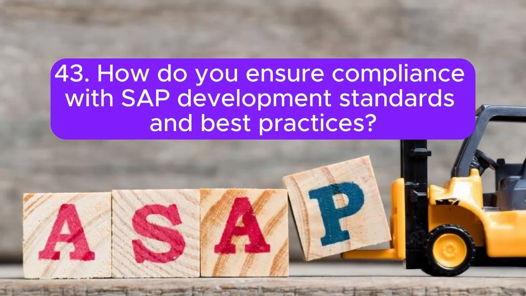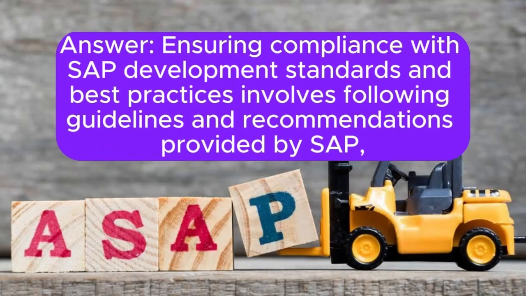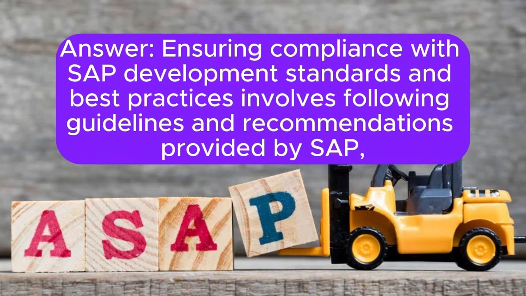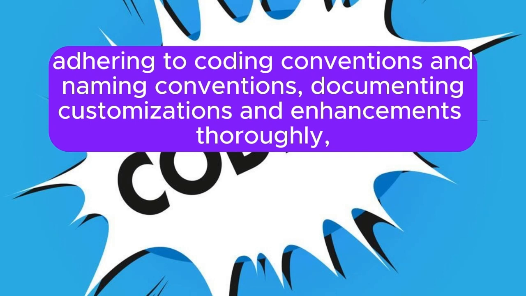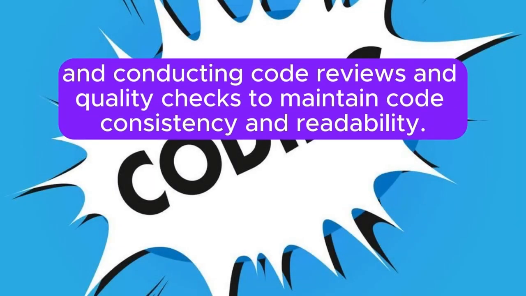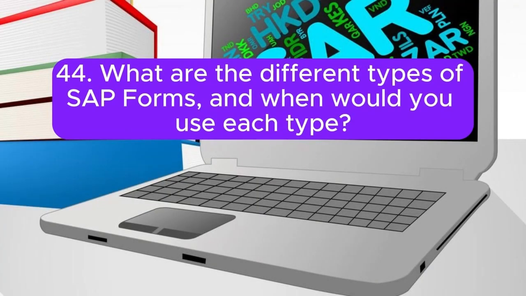43. How do you ensure compliance with SAP development standards and best practices? Answer. Ensuring compliance with SAP development standards and best practices involves following guidelines and recommendations provided by SAP, adhering to coding conventions and naming conventions, documenting customizations and enhancements thoroughly, and conducting code reviews and quality checks to maintain code consistency and readability.